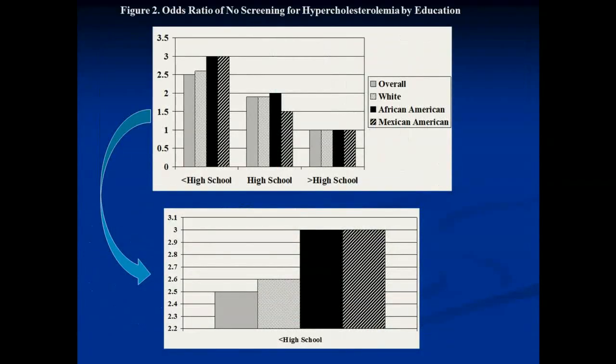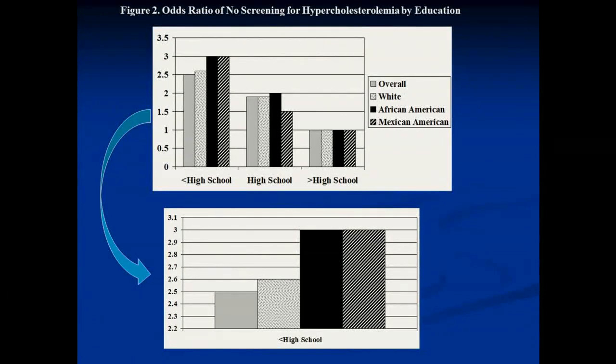Okay, so this is an example of the scale issue that Heather was talking about. The y-axis is odds ratio. The outcome here is not screening for high cholesterol by education levels. The different shades and patterns of the bars indicate different race-ethnic groups, although the gray bar is overall. So what are the trends you see by education level? With increasing education level, we see a decreasing odds, so decreasing risk of not being screened for high cholesterol.